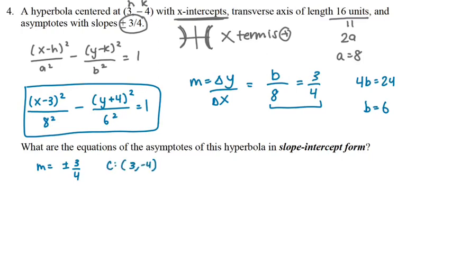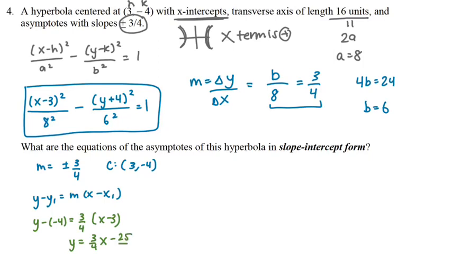So this becomes an algebra problem where you're writing the equation of a line that has a slope and a point. Let's use point-slope form: y - y1 is equal to m times (x - x1). Let's plug in what we know. First slope: y - (-4) is equal to 3/4 (x - 3). I'm going to simplify this. y is equal to 3/4 x minus 25/4. I simplified that in my head.